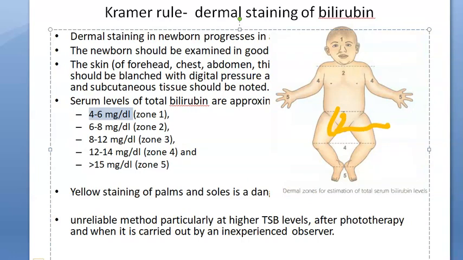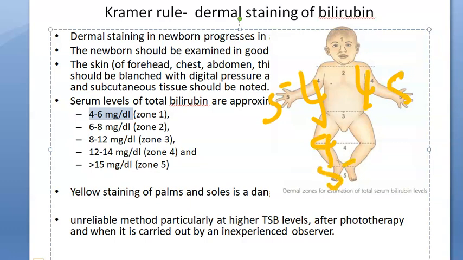Then you will do the palms, right? 4 and 5 are there for hand and leg. Hand and leg both have 4 and 5, see? Actually, 4 seems to be below the knee, isn't it, here? But in this, it is below the shoulder joint. Slightly different, right? Okay, so here 4, if it is there, 12 to 14 milligram per deciliter.